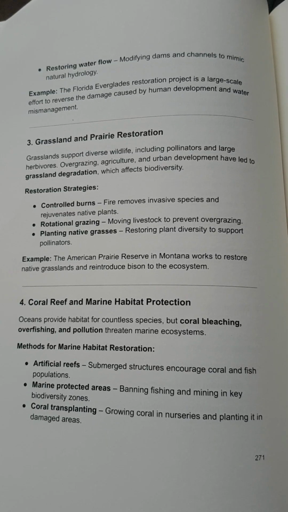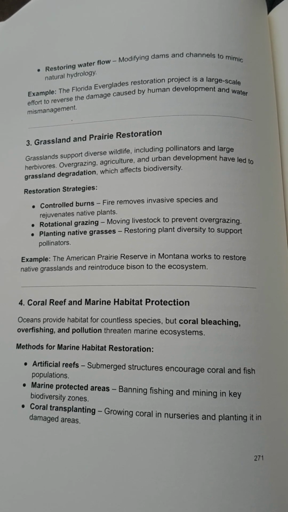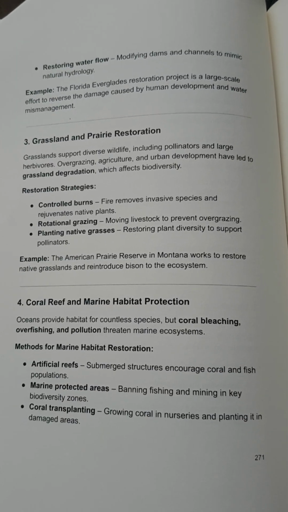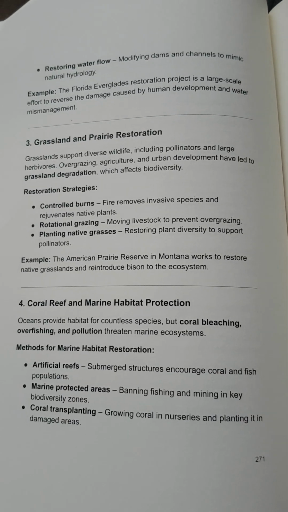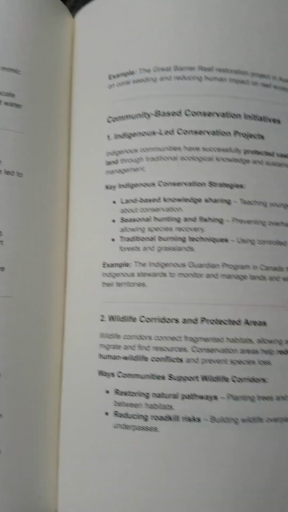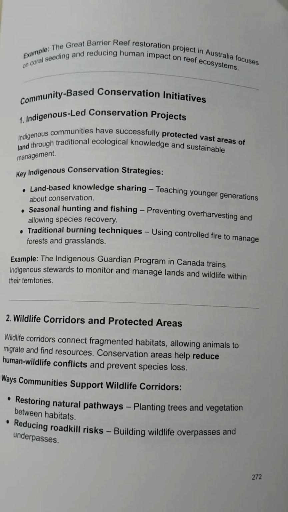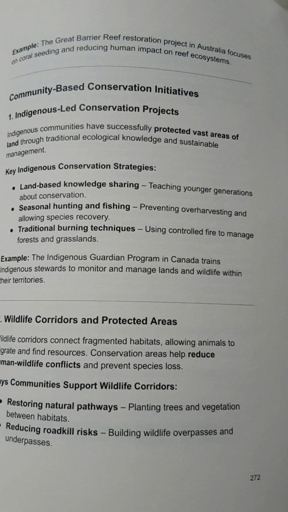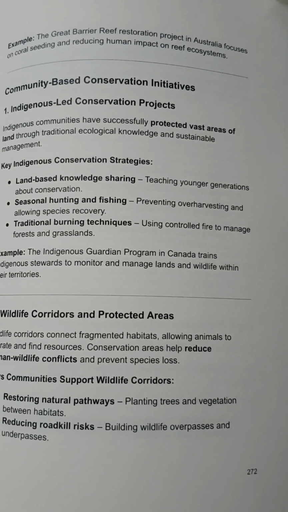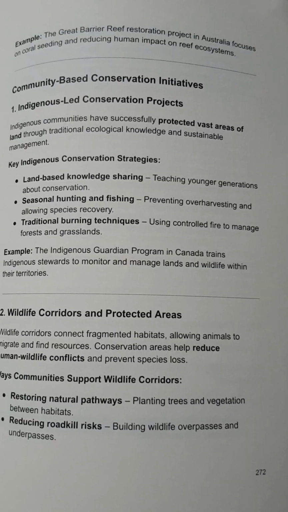Marine protected areas. Banning fishing and mining in key biodiversity zones. Coral transplanting. Growing coral in nurseries and planting it in damaged areas. Example, the Great Barrier Reef Restoration Project in Australia focuses on coral seeding and reducing human impact on reef ecosystems.